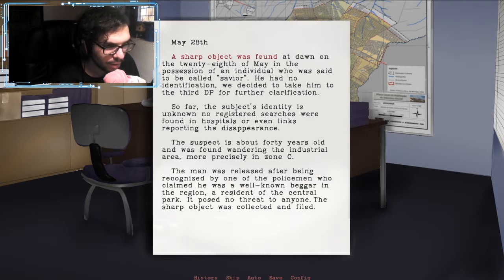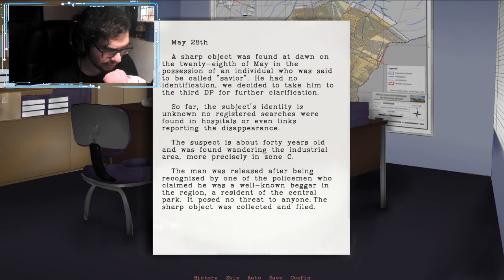So I click the sharp object. Dawn, 28th of May, in the possession of an individual called Savior. Had notification. We said take him. So far, subject is unknown to known. The registered search were found in hospitals or even links are part of this appearance.